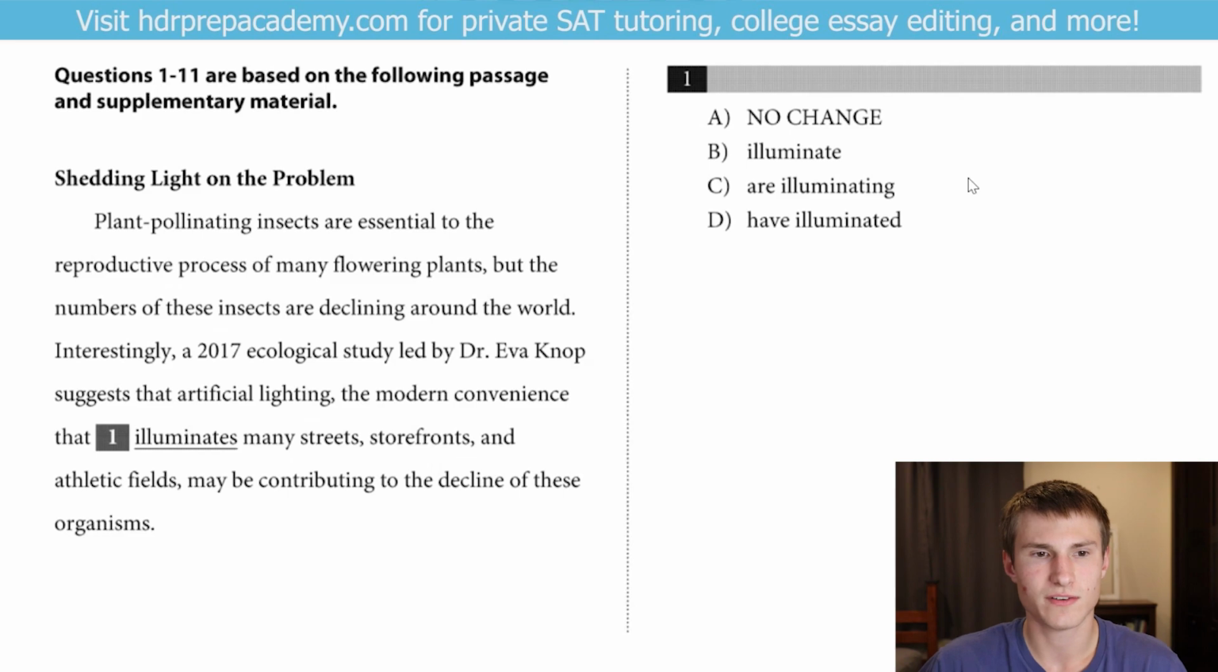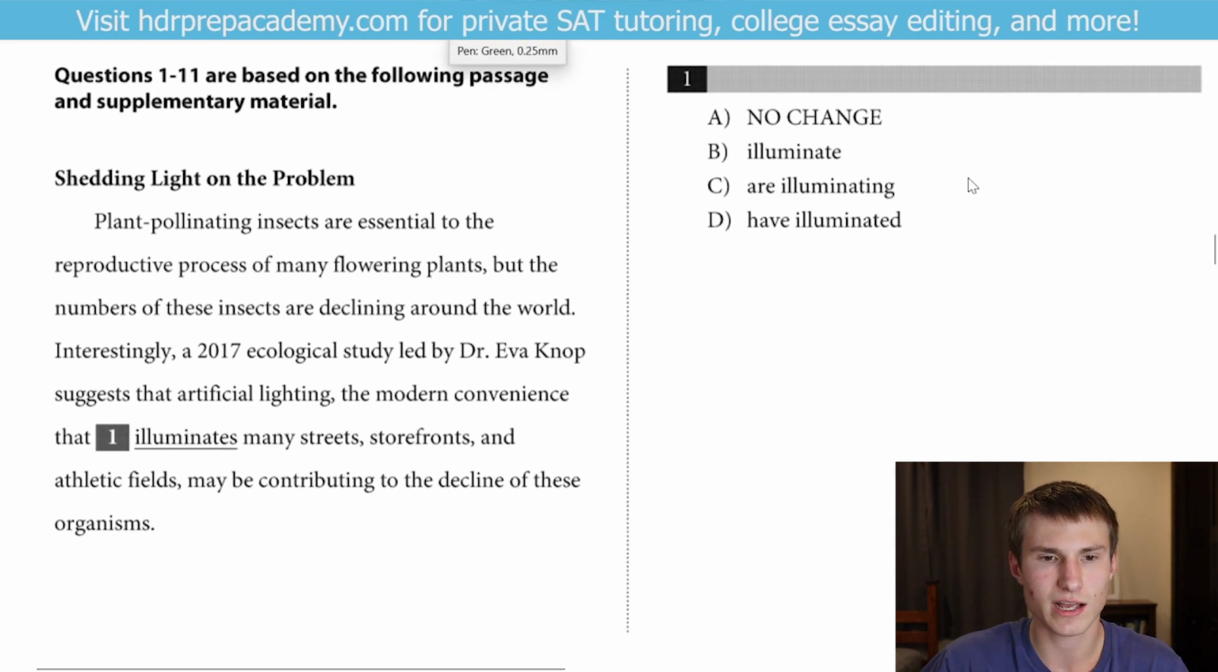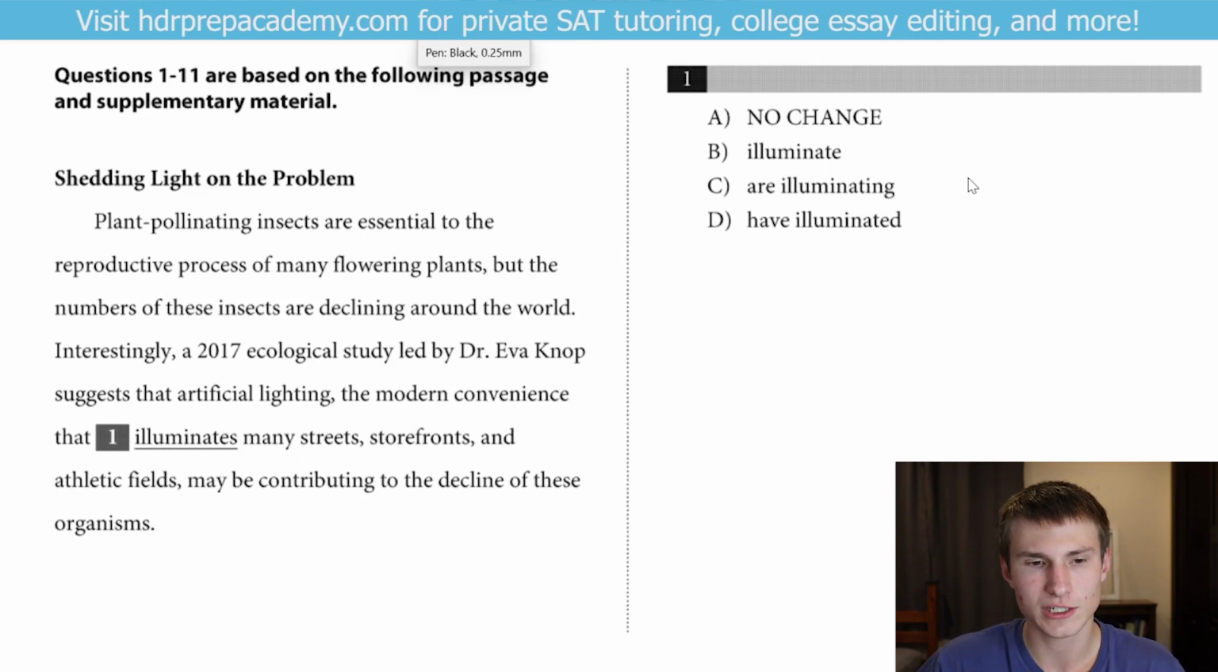Questions 1 through 11 are based on the following passage, in supplementary material, shedding light on the problem. Plant pollinating insects are essential to the reproductive process of many flowering plants, but the numbers of these insects are declining around the world. Interestingly, a 2017 ecological study led by Dr. Eva Knopp suggests that artificial lighting, the modern convenience that illuminates many streets, storefronts, and athletic fields, may be contributing to the decline of these organisms.